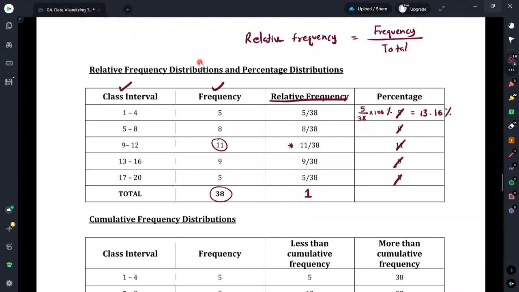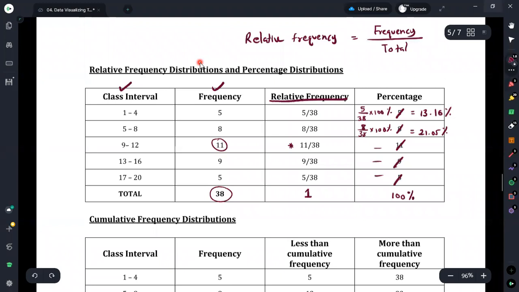In a similar manner, here we can take 8 divided by 38 multiplied by 100%. You will get this value as 21.05. Likewise, you can compute all these values, and if you take the summation of the percentages, this should be equal to 100%. This is how we calculate the relative frequency distribution and the percentage values for the frequency distribution.